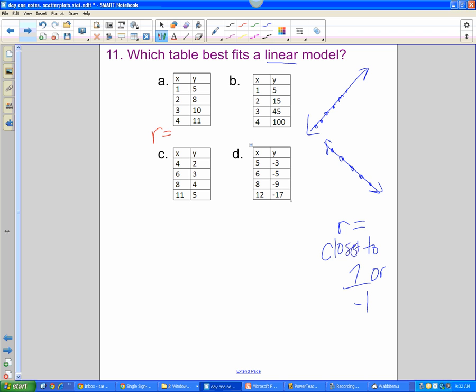So what did you get for A? Point what? 0.98, 0.97, close enough. For B, you got 0.95, right? What did you get for C? 0.99. And what did you get for D? -1. You want the one that's closest to +1 or -1. So which one would that be? D. R is -1. That's the strongest one up here. I know it's negative, that doesn't matter, but it's still the strongest because it's a 1.